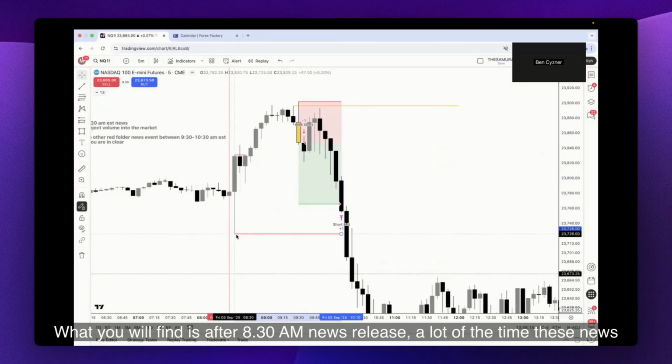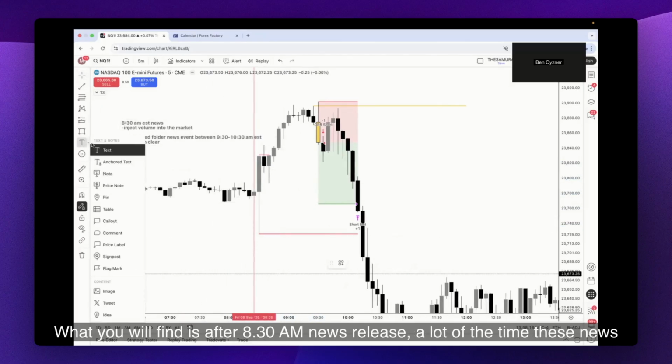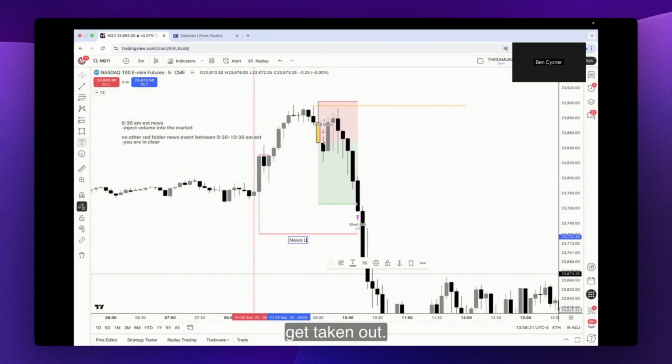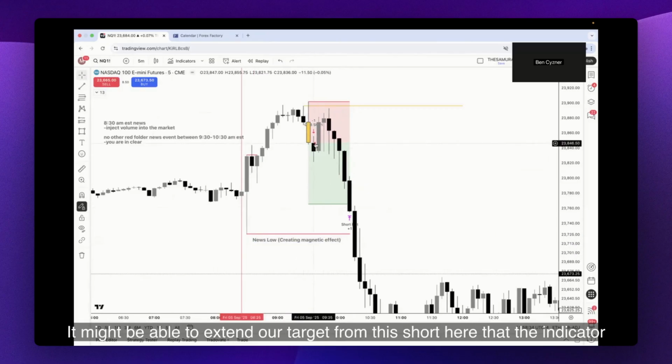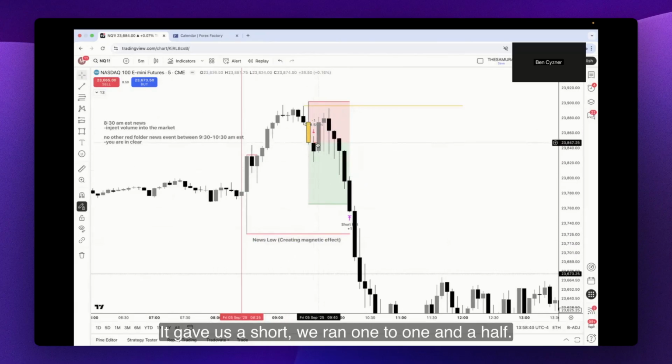What you will find is after an 8:30 a.m. news release, a lot of the time these news lows get taken out, right? It's creating a magnetic effect with price, right? So we can understand that it might be able to extend our target from this short here that the indicator was able to give us, right? It gave us a short.